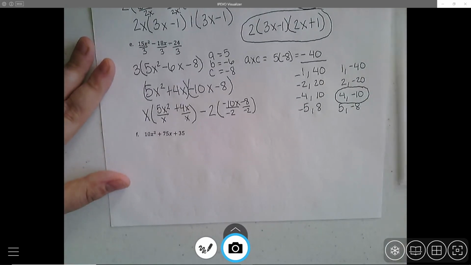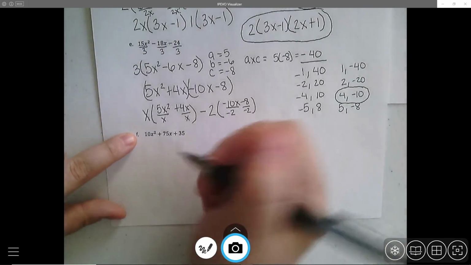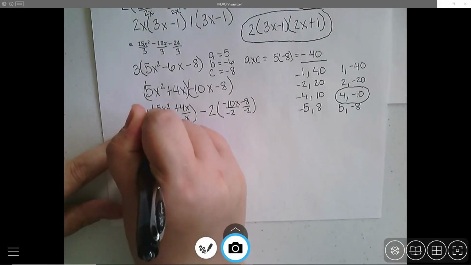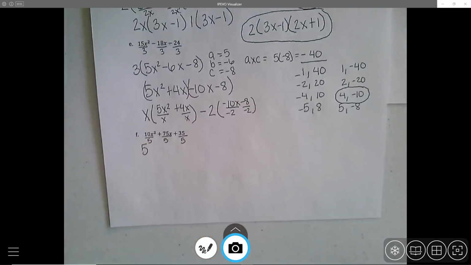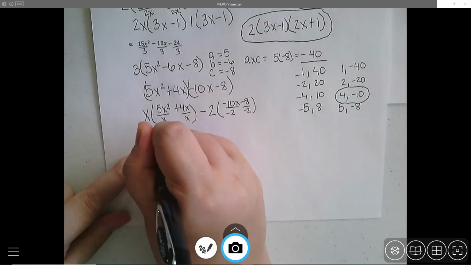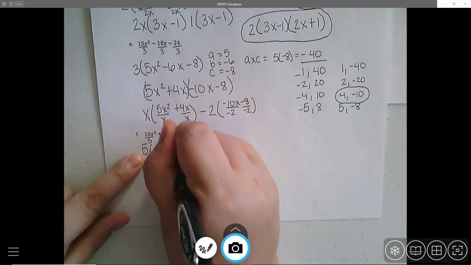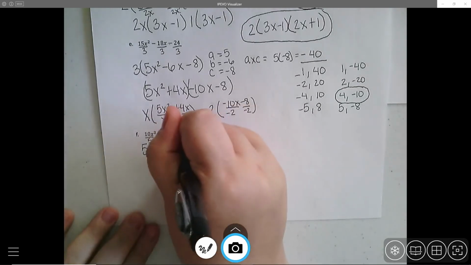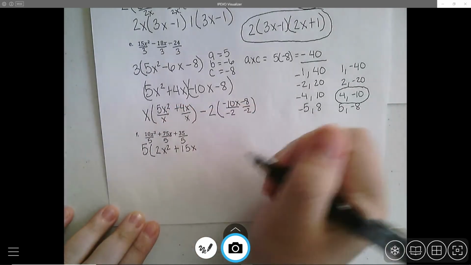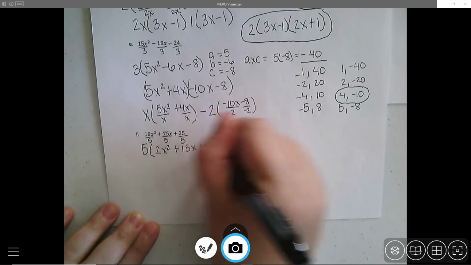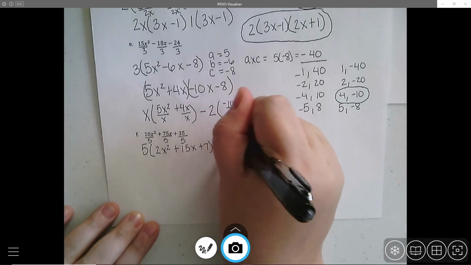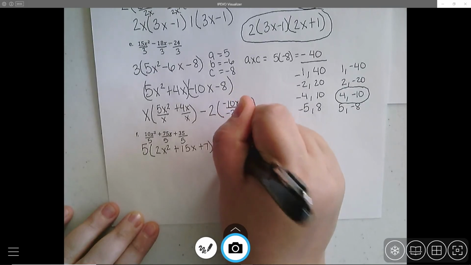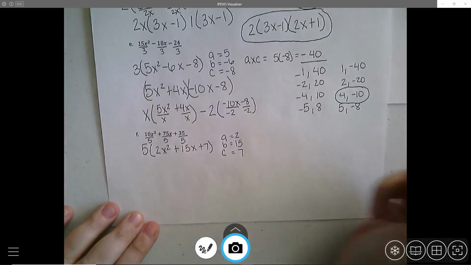Okay, looking at our last one. This one has a GCF of a 5. They don't have any variables because they don't all have x's. 10 divided by 5 is 2, plus 75 divided by 5 is 15, plus 35 divided by 5 is 7. A, B, and C: A is 2, B is 15, C is 7.